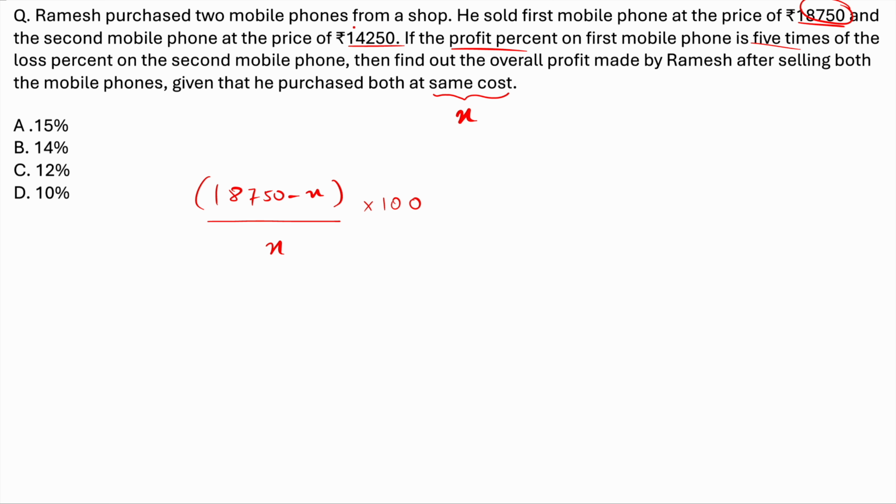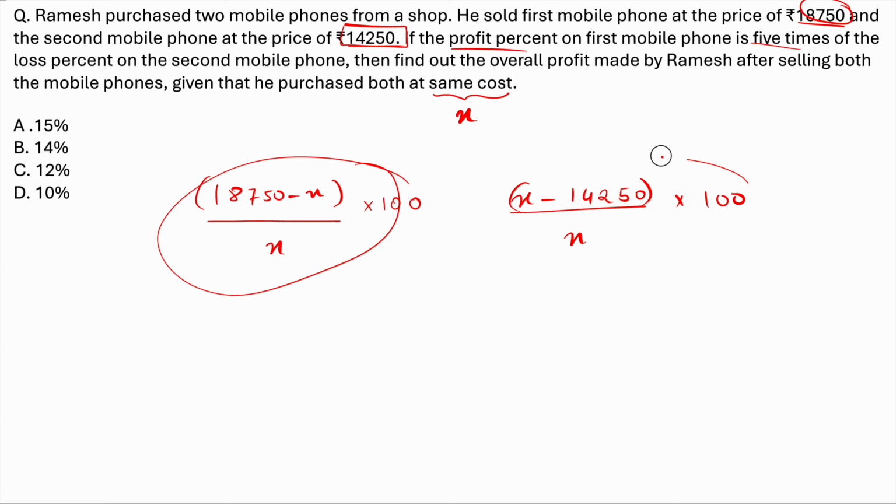Similarly, if he's selling the second mobile at 14250, there is a loss being made. Loss is always the cost minus the selling price, X minus 14250, and the loss percentage shall be X minus 14250 upon X multiplied by 100. This is the profit percentage in the first case, and this is the loss percent in the second case. As per the question, the profit percentage is 5 times the loss percentage. Okay, that's it. So we need to solve for X now to get our answer.